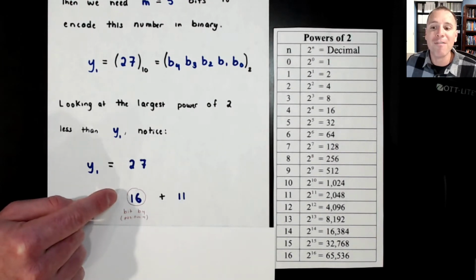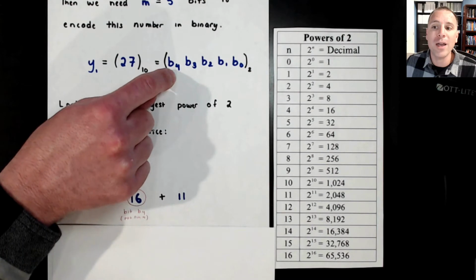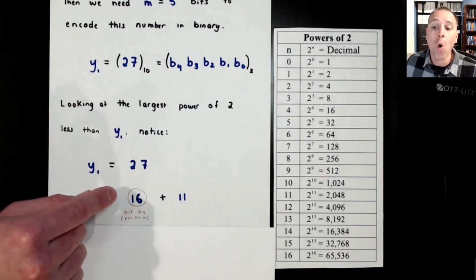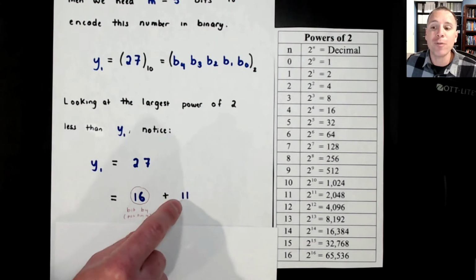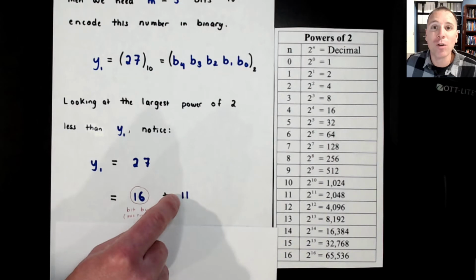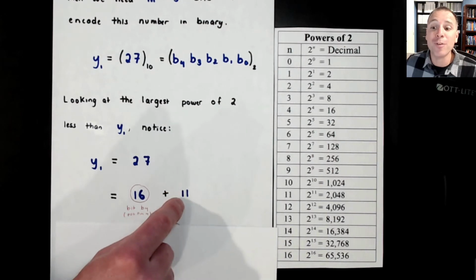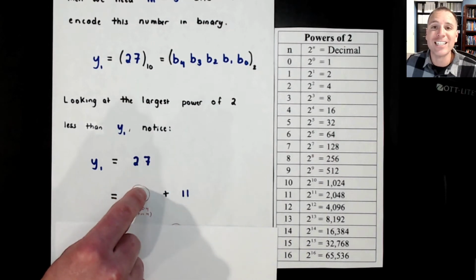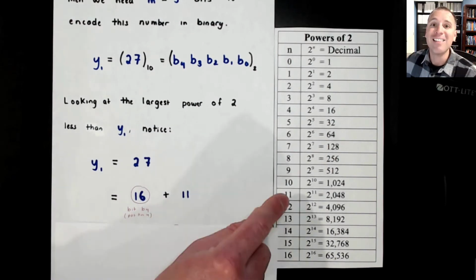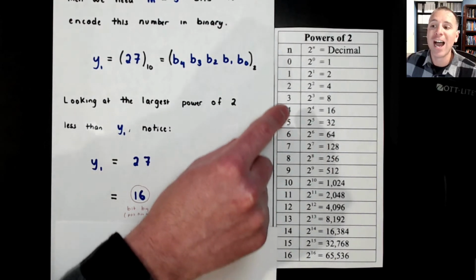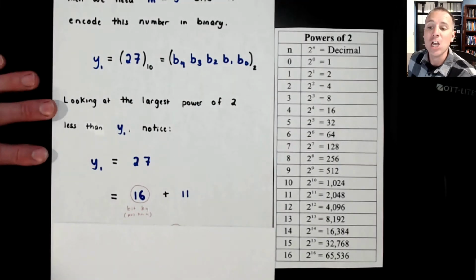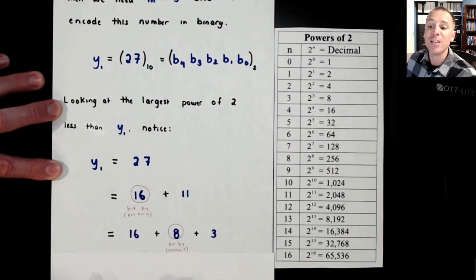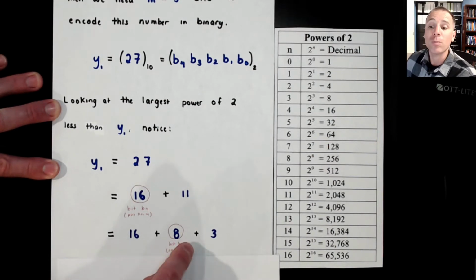The moment that we have that, we know that there's going to be a 1 in b4 because I have one group of 2 to the 4. And I have this extra remaining information, but I can ask myself here, what is the next highest power of 2 that is contained in the extra information between 27 and 16? Well, that extra information is 11. Let's run through the powers of 2. What's the highest power of 2 less than 11? Well, it must be 2 to the 3rd, which is 8. So now we can decompose 11 into 2 to the 3rd plus 3.